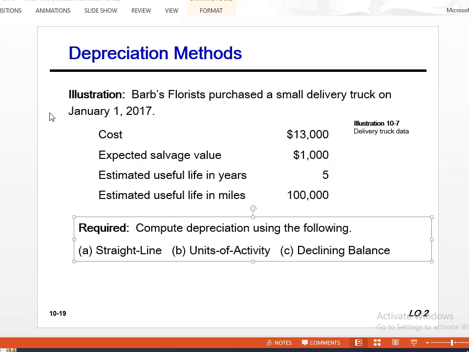In years, it's 5. But we can also estimate the life based on activity, how much activity an asset can perform. For a truck, the activity is in miles, how many miles this truck can travel in its life. They say that altogether this truck can travel 100,000 miles. We are supposed to calculate the depreciation under all three methods, starting from straight line, moving on to unit of activity method, and then declining balance method. Let's move on towards the straight line depreciation method.